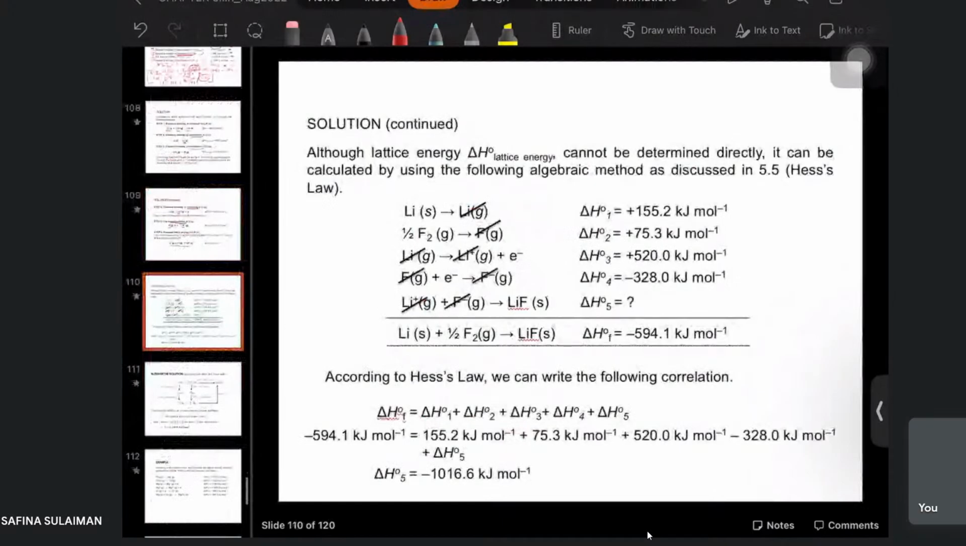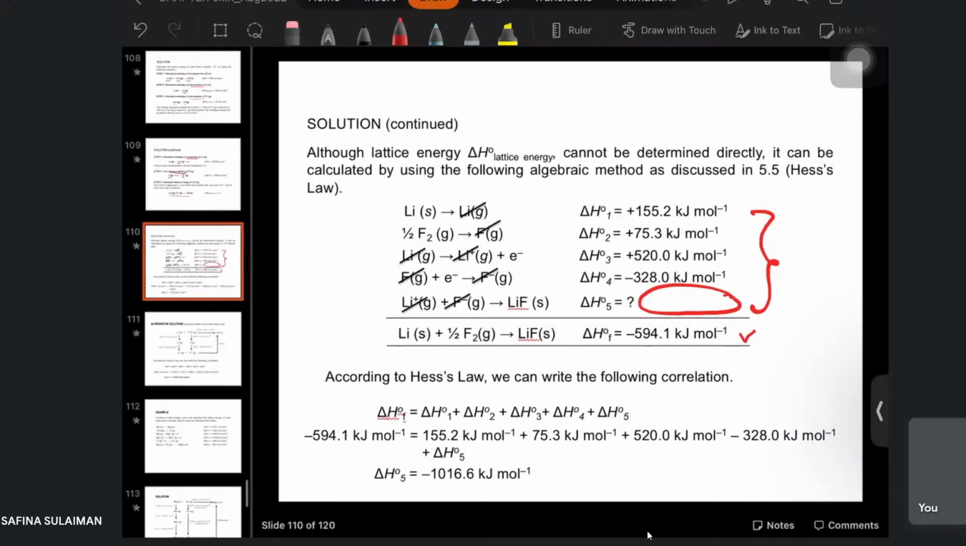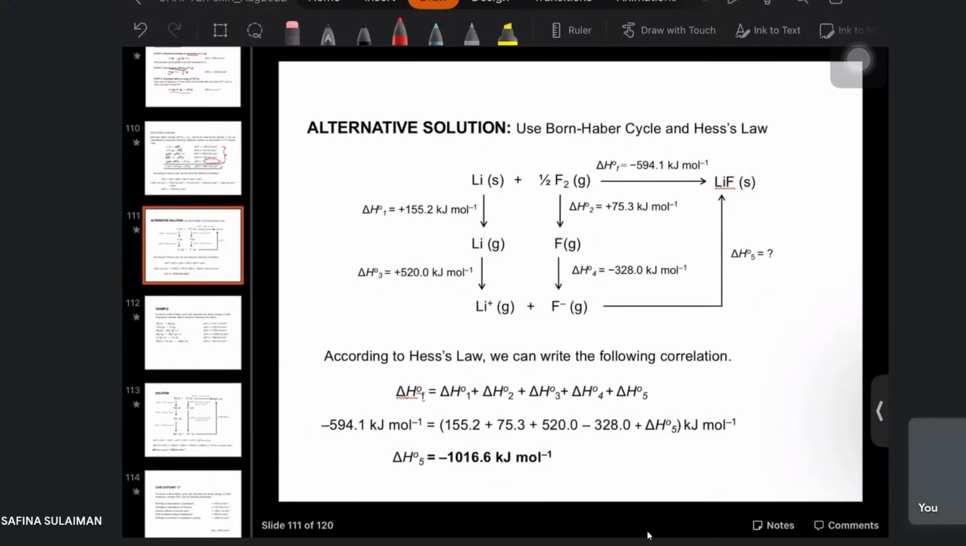And then you boleh guna juga sebagai algebra method. You hasil tambah semua ni, you akan dapat delta H naught formation. You can cancel out kiri dan kanan mana yang sama. So you boleh kira lah berapa nilai ni. Hasil tambah all this, you akan dapat this value. So you tak tahu berapa delta H naught for number 5, you boleh calculate. Ataupun you guna Born-Haber cycle. This is what we call as the Born-Haber cycle. Macam tadi saya tunjukkan, first you tunjukkan dulu, you write the thermochemical equation formation of LiF.